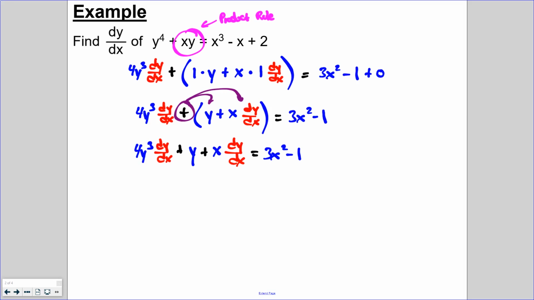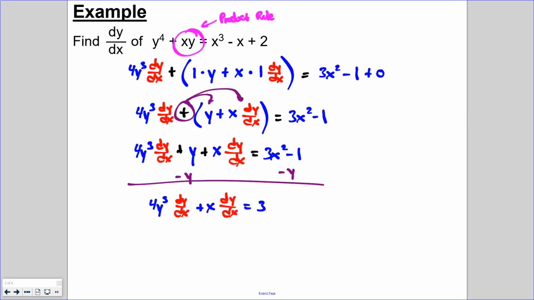Alright, so with implicit differentiation, our steps were to take the derivative of both sides, boom, and then it was to get all the dy/dx's on one side by themselves, which means I have to move this y. So we can subtract y from both sides. And that's going to leave us with 4y cubed times dy/dx, and then plus x times dy/dx, and that is going to equal 3x squared minus 1 minus y.